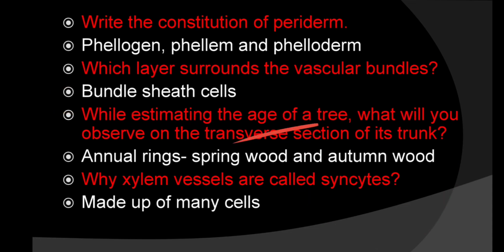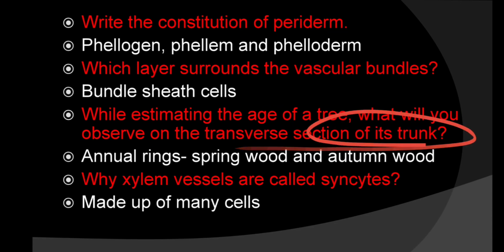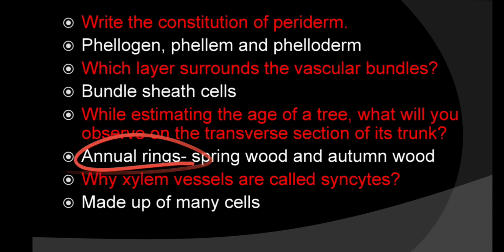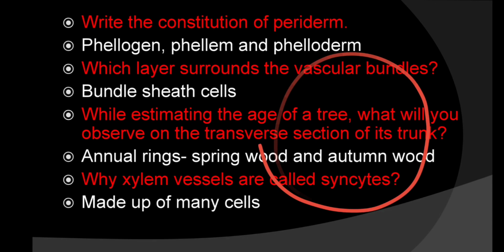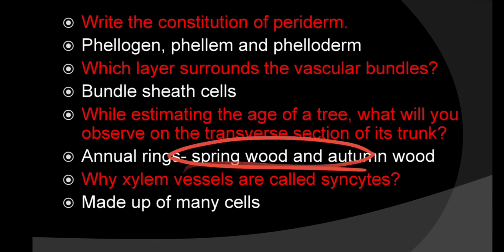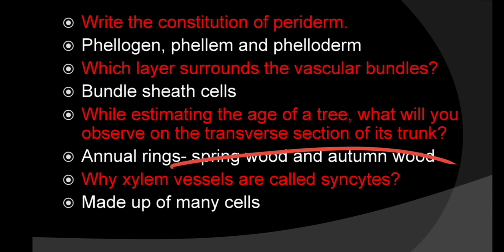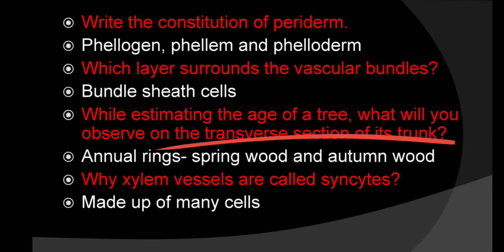While estimating the age of a tree, what will you observe on the transverse section of its trunk? If you cut the section of the trunk and count the number of rings, those rings are the annual rings which are made during the spring wood or autumn wood, means they are made during the spring season and autumn season. So the dark rings are of the autumn wood and light rings are of the spring wood. So these woods you will observe in the TS of the trunk.